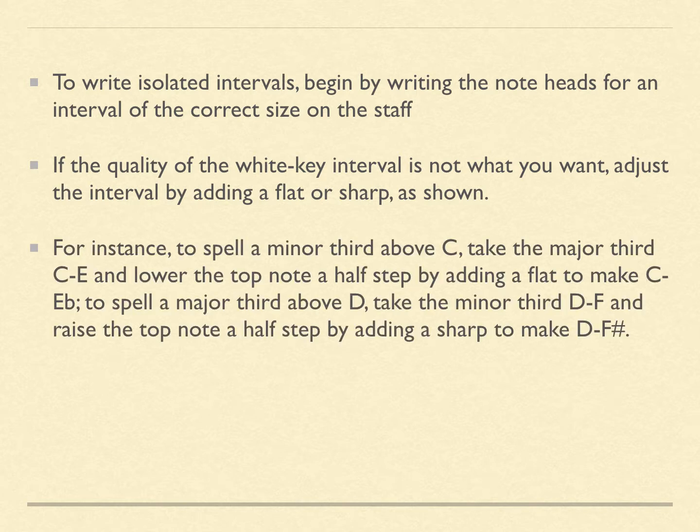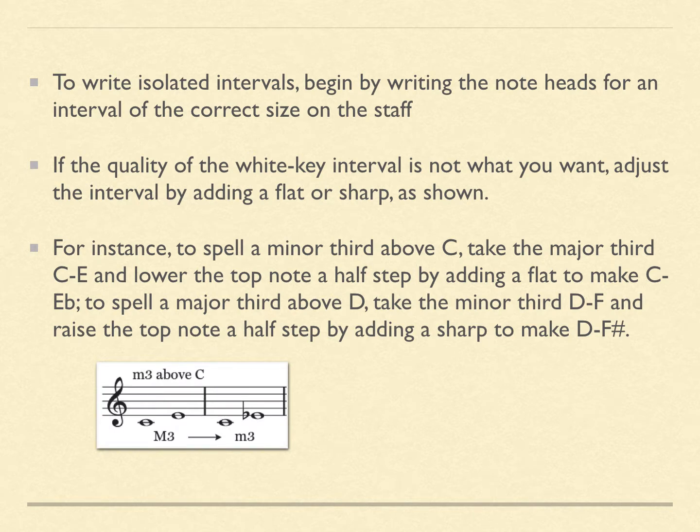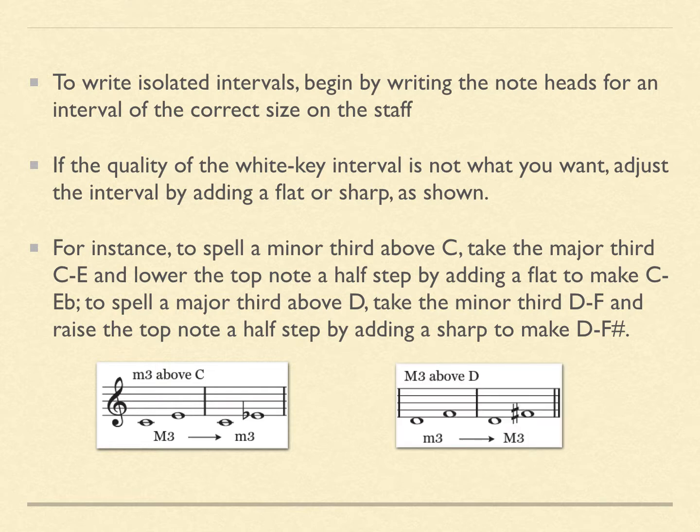So I'll give you an example here. If you want a minor third above C, then you write your third first, just a generic third, C to E. Then you check it against your white key method. Okay, C to E is a major third, so that doesn't work. I know that my first note needs to be C, so I can't change that, but I can change the E to an E flat to make it a minor third. Here's another example. If you want a major third above D, you need to adjust it by making it wider, so you sharp the F.